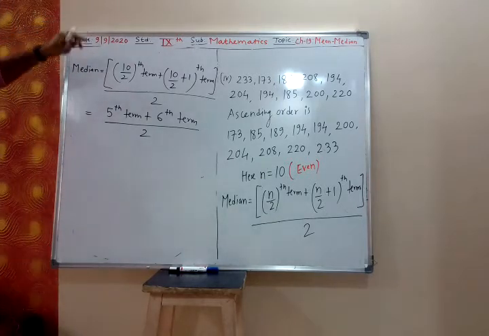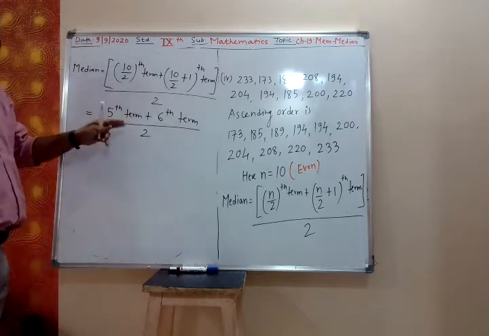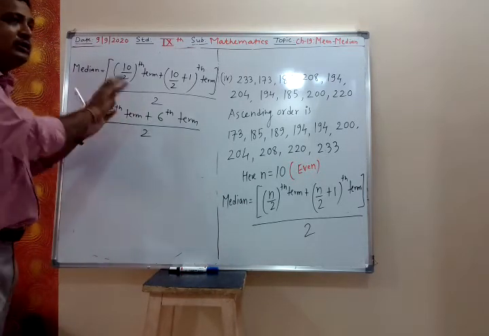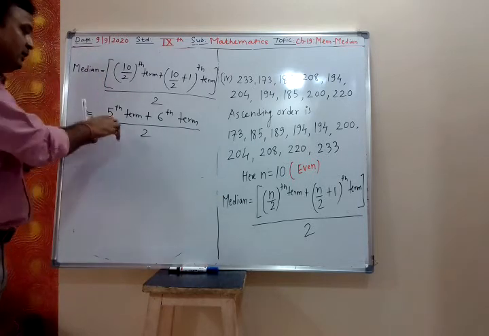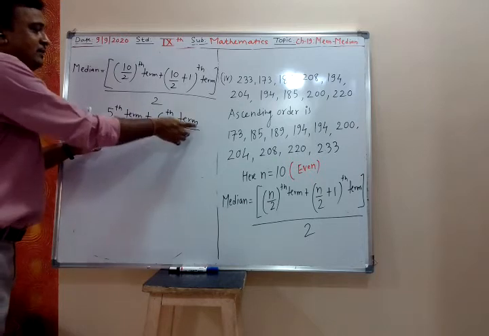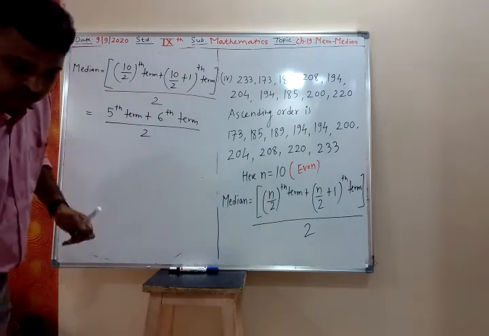No, my dear. You cannot write 5th term and 6th term as 11th term. No, 5th term and 6th term will not be 11th term. You have to write simply what is the 5th term, that value you have to write. What is the 6th term, that value you have to write, and divide the total by 2.